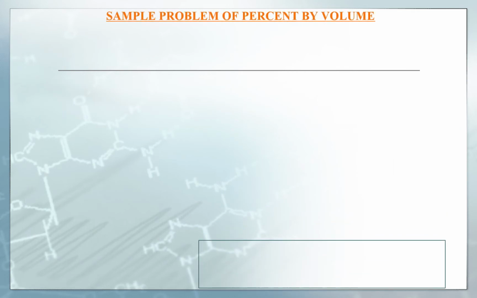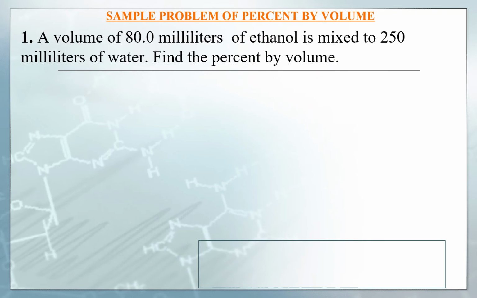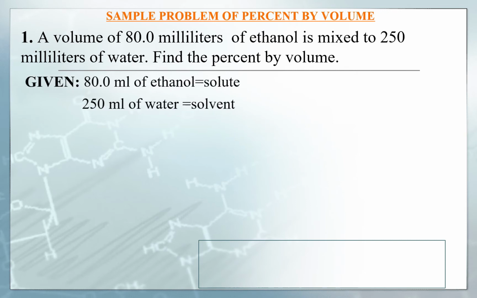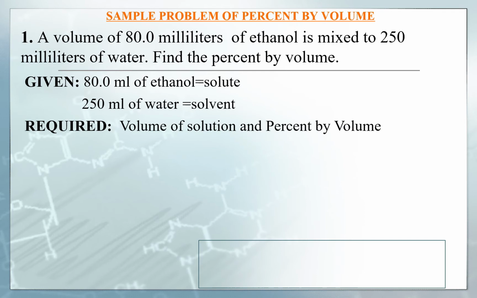Now let's move on to sample problems of percent by volume. Problem number 1. A volume of 80.0 milliliters of ethanol is mixed with 250 milliliters of water. Find the percent by volume. Given, we have 80.0 ml of ethanol, which is our solute, and 250 ml of water, which is our solvent. Required, we have the volume of solution and percent by volume.